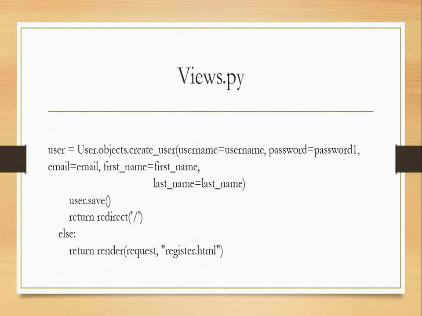Then user is equal to User.objects.create_user, username is equal to username, password is equal to password, email is equal to email, first_name is equal to first_name, last_name is equal to last_name. Here we are using an object, that is the User object, and in that I am going to use create_user. What create_user will do is create the user with all the details. Once that is done, you give user.save, and return redirect to go to the home page, or else return render request register.html.